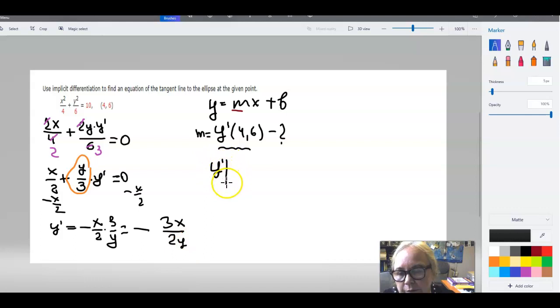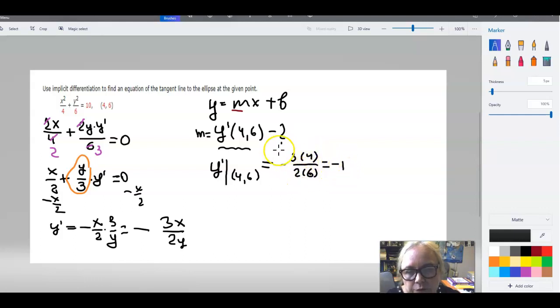Now we're ready to evaluate y prime at the point. When you evaluate at the point, you can use this vertical line, and as a subscript you put the coordinates of the point. So we plug in 4 for x: negative 3 multiplied by 4, over 2 multiplied by 6, 6 for y. You see 12 over 12, negative 1. So the slope of this line is negative 1, so we can already write down negative x plus b. Another step, and we will have the answer.